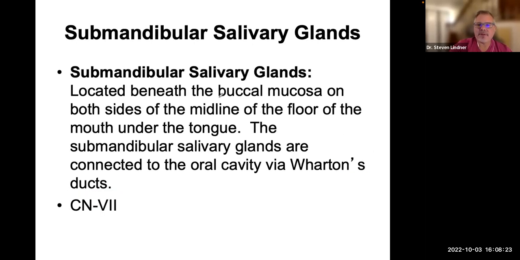The submandibular glands, these are located beneath the buccal mucosa on both sides of the midline of the floor of the mouth. That's underneath the tongue. And the submandibular glands are connected to the oral cavity by way of Wharton's ducts. And again, submandibular is cranial nerve 7.